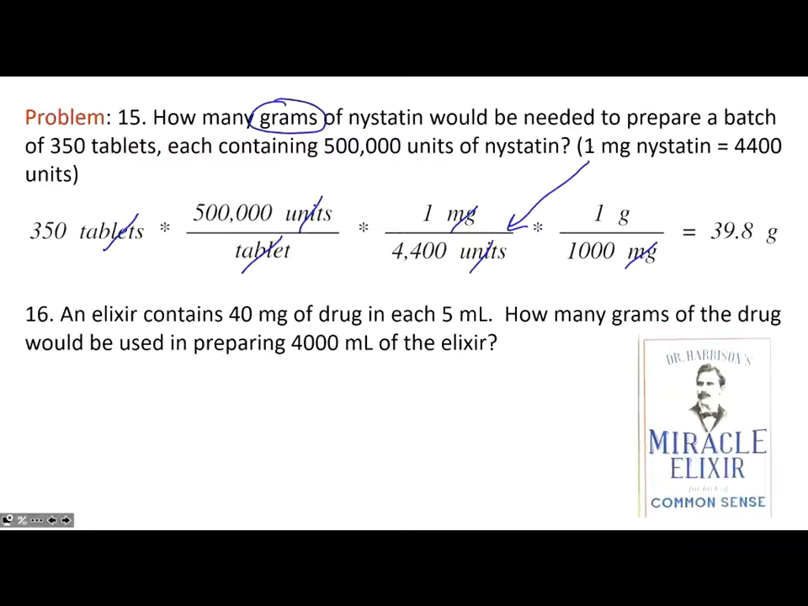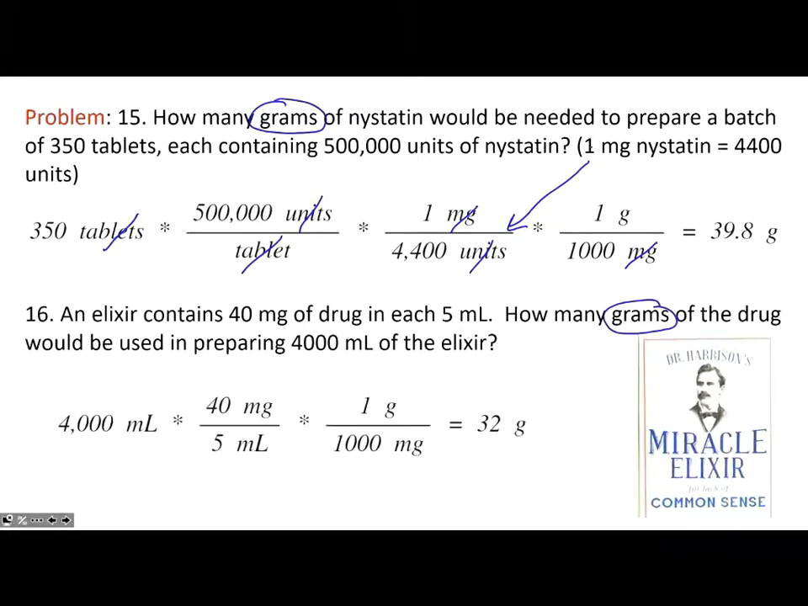Number 16 says, an elixir containing 40 milligrams of drug in each 5 milliliters. How many grams of the drug would be used to prepare 4,000 milliliters? Okay, we got a volume, 4,000 mils. We got a concentration. The one last trick I would say is, remember the final answer wants it in grams. So let's just simply set that up with my total volume is 4,000 milliliters.